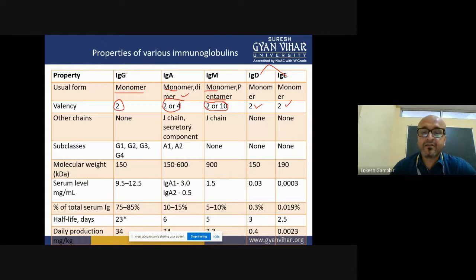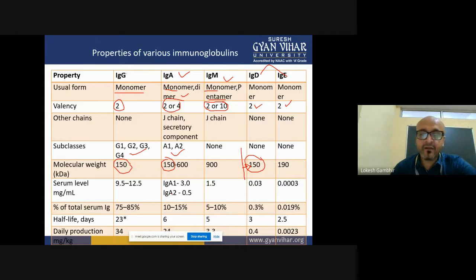Then J chains are present in IgA and IgM. The subclasses are present in IgG and IgA. The molecular weight is completely different, and that can be used. There is almost a similar molecular weight of 150 in all the monomeric forms. So if you want to differentiate these three, it can be differentiated based on the glycosylation pattern.